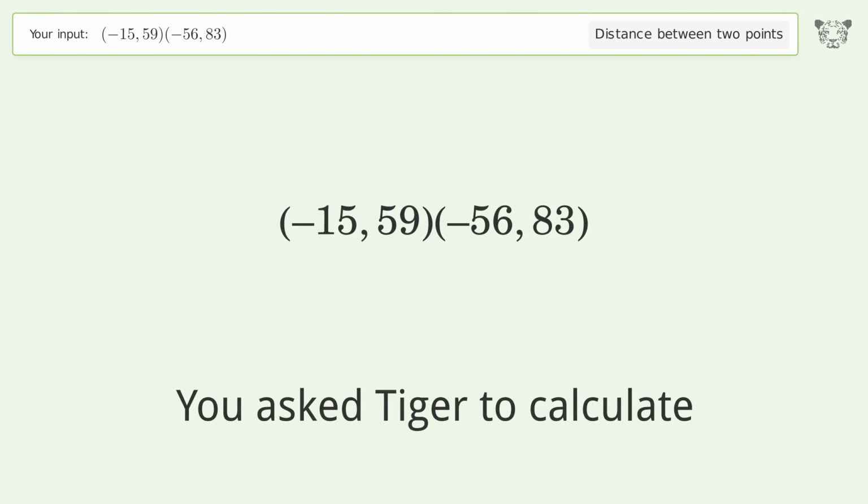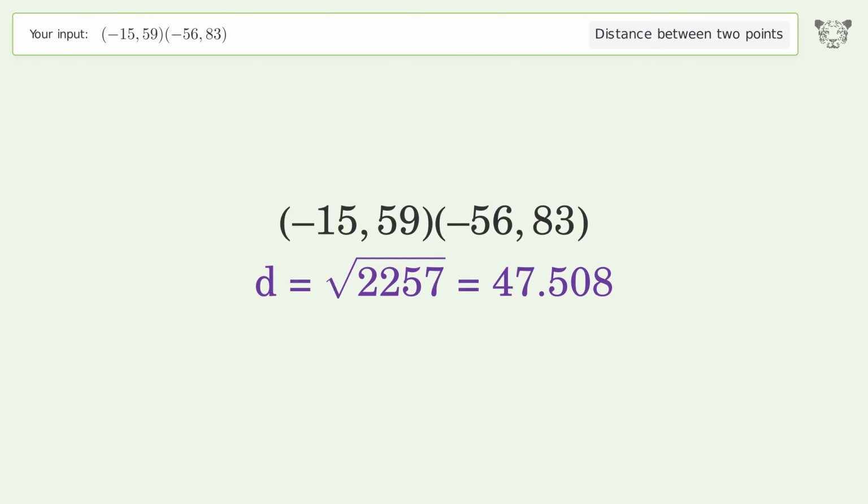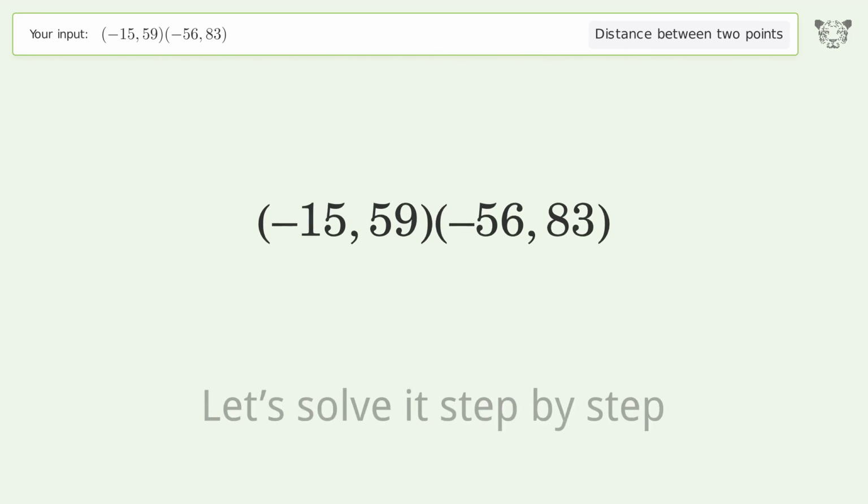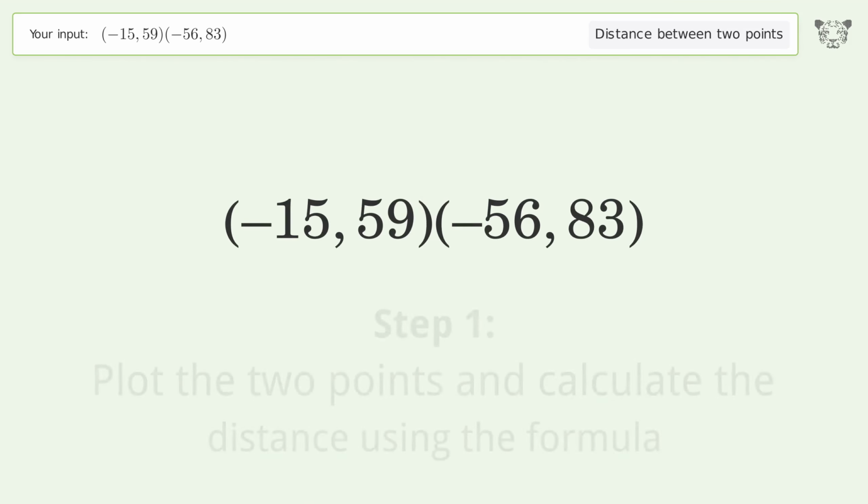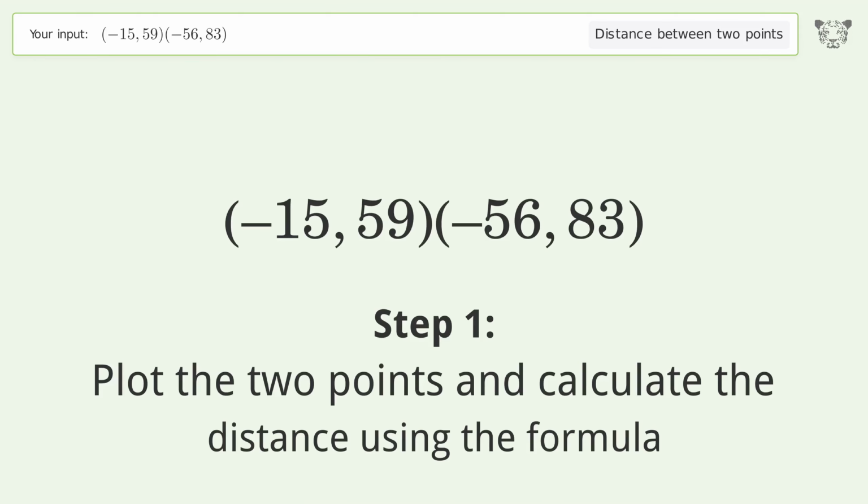You ask Tiger to calculate. This deals with the distance between 2 points. The distance between the 2 points is the square root of 2,257, or 47.508. Let's solve it step by step. Plot the 2 points and calculate the distance using the formula.